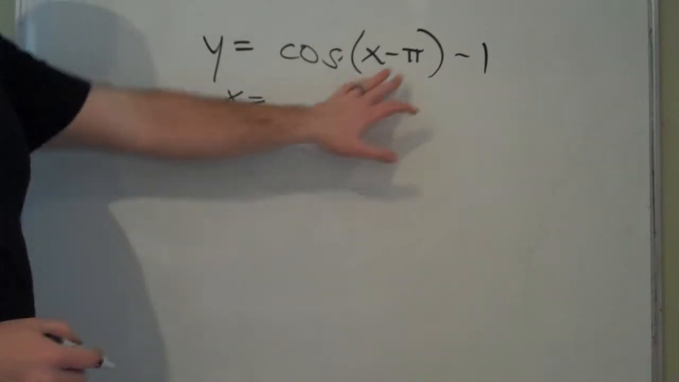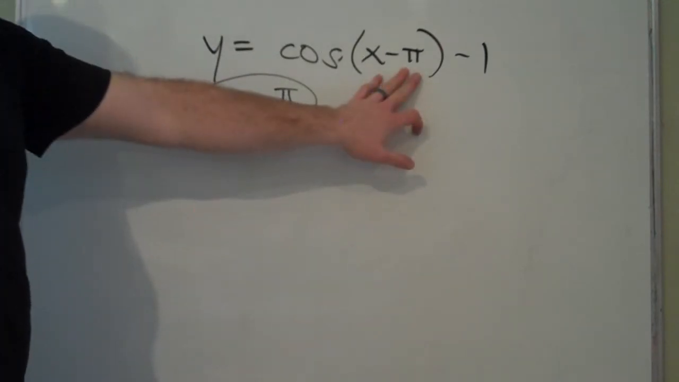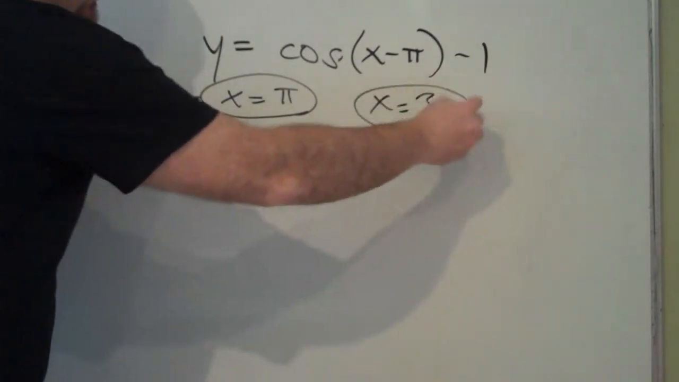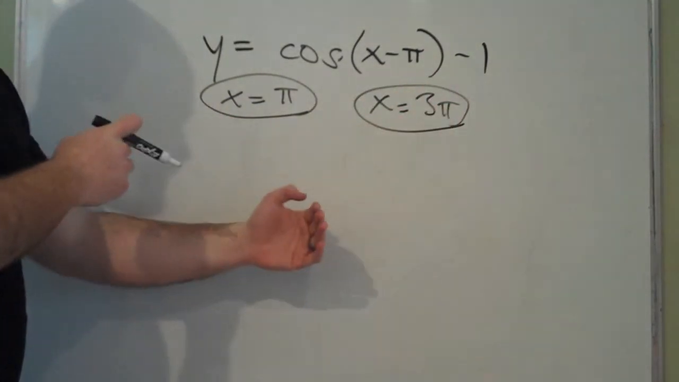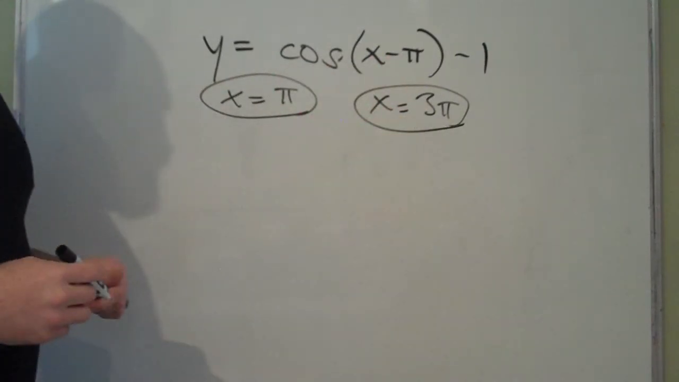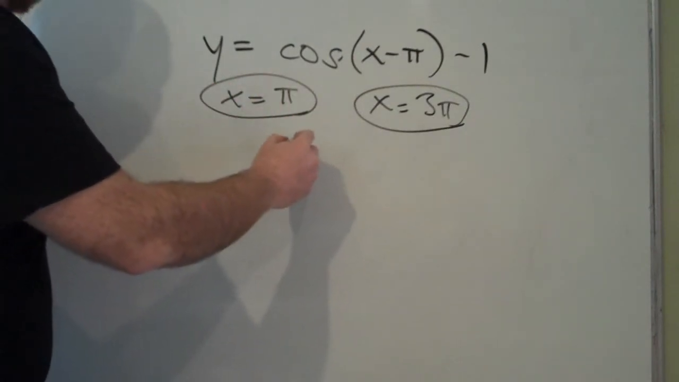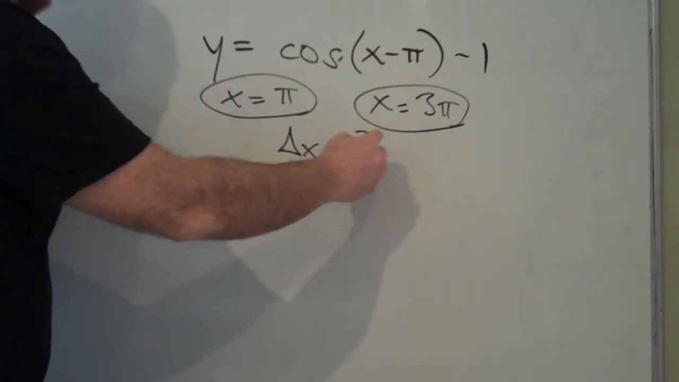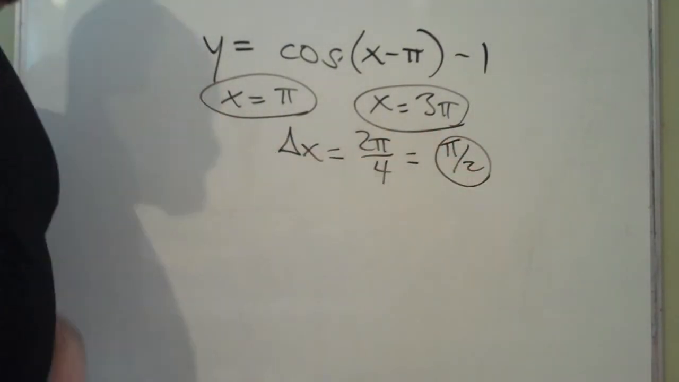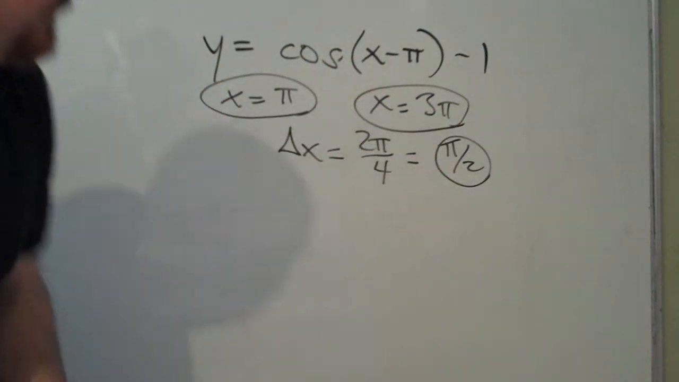The left endpoint, when I set this equal to 0, is going to be pi. The right endpoint, when I set this equal to 2 pi, is going to be 3 pi. Makes sense, doesn't it? Instead of starting at 0 and going to 2 pi, we shifted pi units to the right. So we're at pi and 3 pi. Did we change the length of the period? No. So the period is still 2 pi, which means delta x is 2 pi over 4, which is pi over 2.